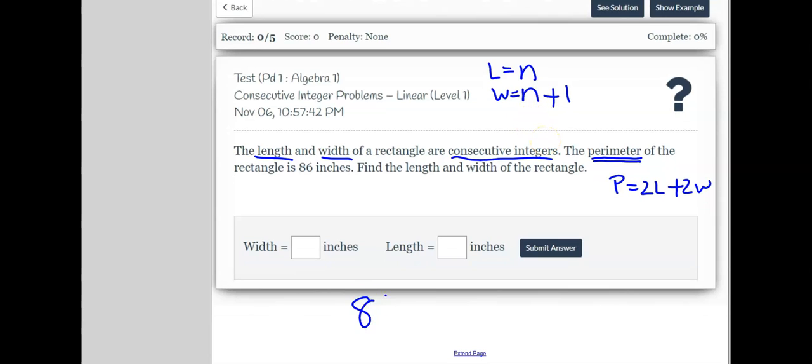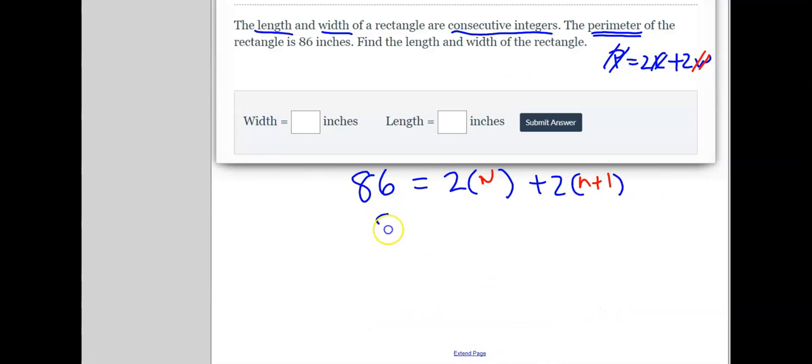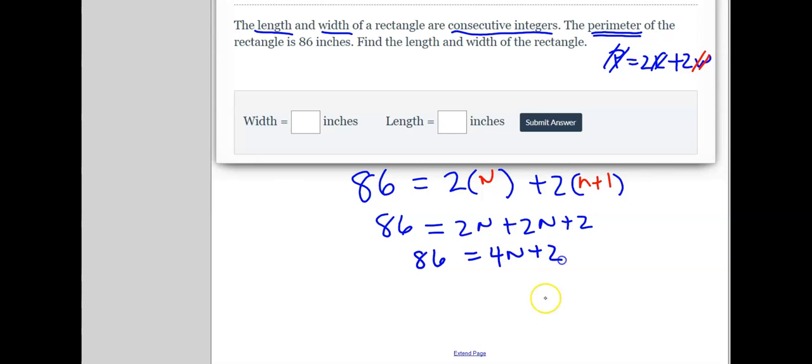The perimeter is 86, so I erase and replace the letter P with an 86. And I erase and replace the letter L with its value here, which would be n. And then I erase and replace the value for W, which would be n plus 1. And now I'm going to solve. 86 equals 2n plus 2n plus 2, or 86 is equal to 4n plus 2.